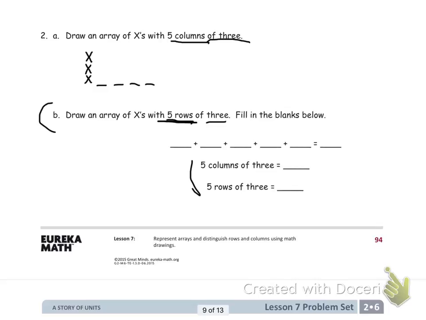but before you do that, you need to draw an array of x's with 5 rows of 3. So you would have 5 rows of 3. So this would be an example of the first row, 1, 2, 3. Now remember that rows go across like this, and so you would need to draw one right here, and then keep doing that until you have 5. And then you would come over here and answer these questions.